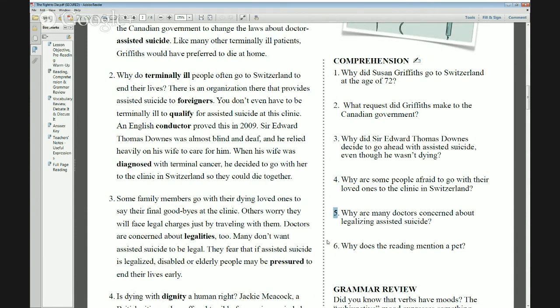Fifth question. Why are many doctors concerned about legalizing assisted suicide? Many doctors are concerned about legalizing assisted suicide because elderly and disabled patients may be pressured into ending their lives early. It's right here.